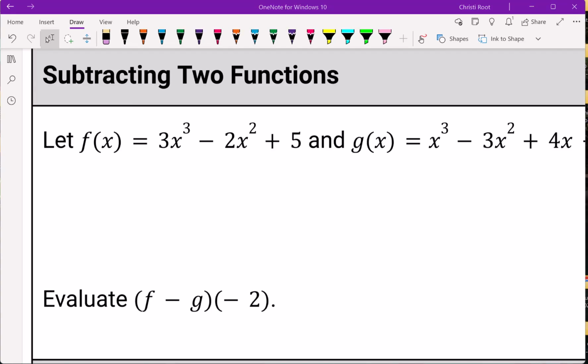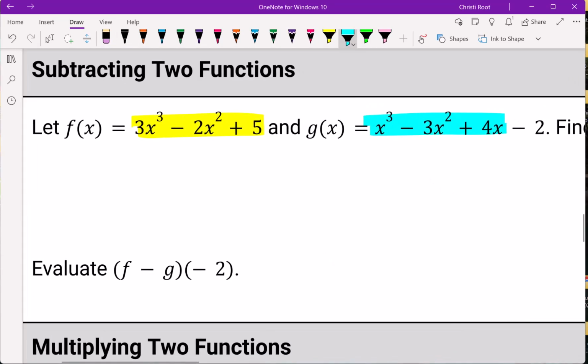So what we're going to do is skip to subtracting, and we're going to go back and revisit domain. So if I wanted to subtract these two, this is f of x. Let's not mark it out. And this is g of x. Ooh, that's a big one.